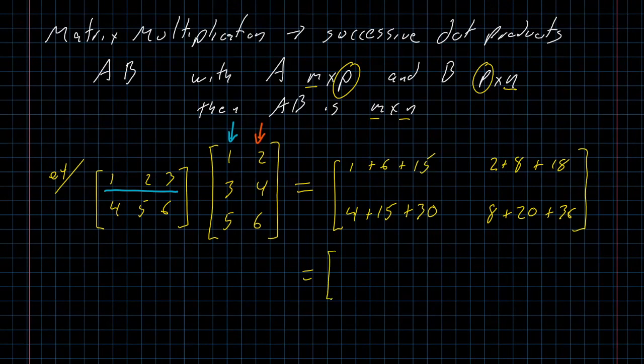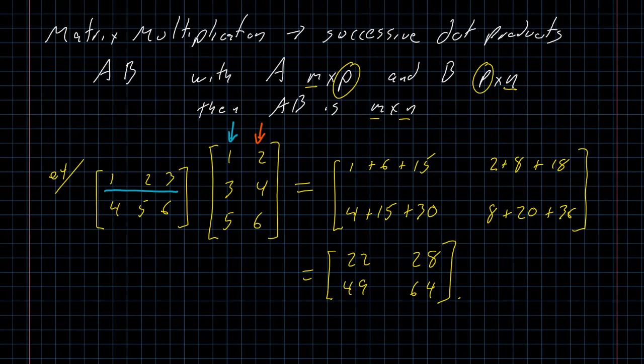1 plus 6 plus 15 is 22. 2 plus 8 plus 18 is 28. 4 plus 15 plus 30 is 49. 8 plus 20 plus 36 is 64. Our first matrix had 2 rows in it. There are 2 rows in the outcome. Our second matrix had 2 columns in it. There are 2 columns in the product.